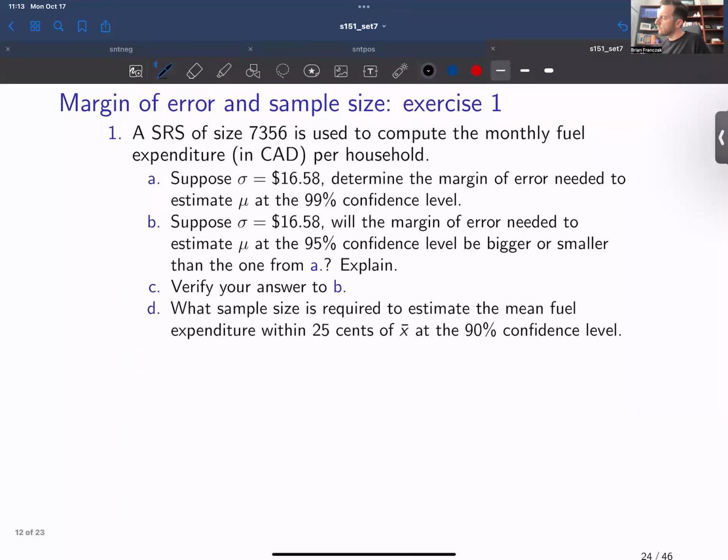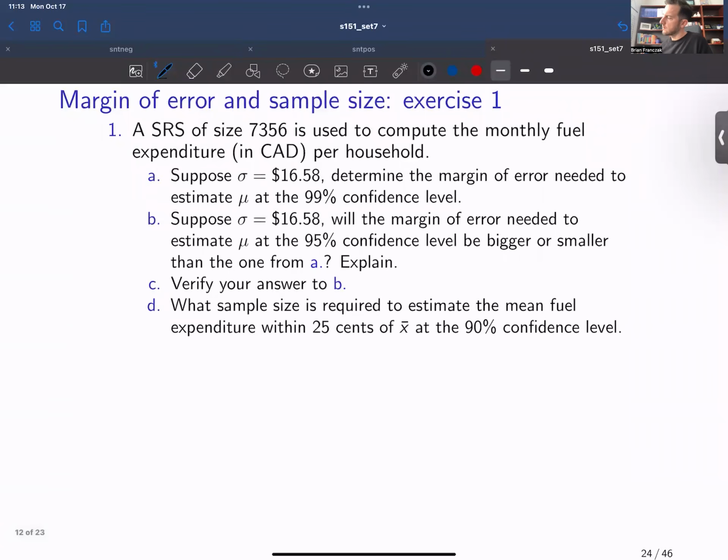So in this video, we will work through the exercise on slide 24 of lecture set 7. We're going to be computing components of the margin of error in this particular example. In particular, we're going to focus on the components of the confidence interval, and in particular, the margin of error. We're going to compare margins of error for different confidence levels in terms of the accuracy of the interval that they would generate. And then we're going to do a sample size calculation based off of the margin of error.